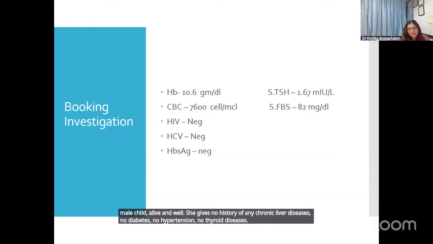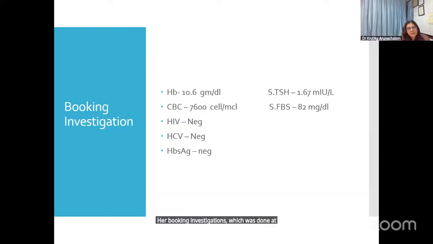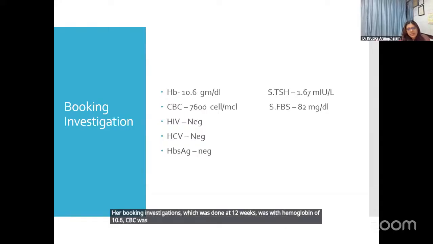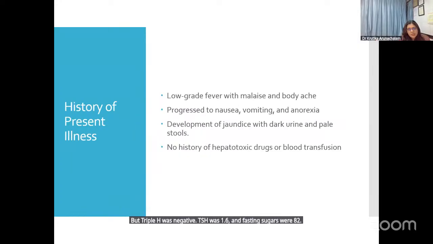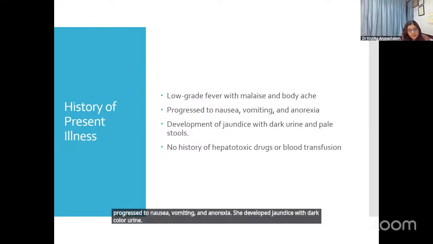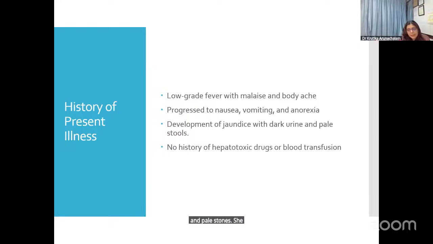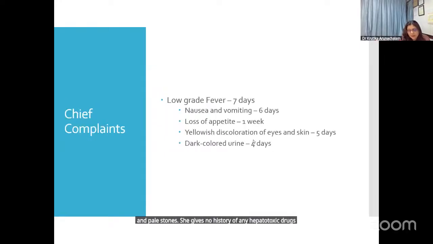Her booking investigations, done at 12 weeks, showed hemoglobin of 10.6, WBC count 7,600. Her triple H was negative, TSH was 1.6, and fasting sugars were 82. She presents now at 28 weeks with low-grade fever, malaise and body ache, progressed to nausea, vomiting, and anorexia. She developed jaundice with dark colored urine and pale stools. She gives no history of any hepatotoxic drugs or any blood transfusion.